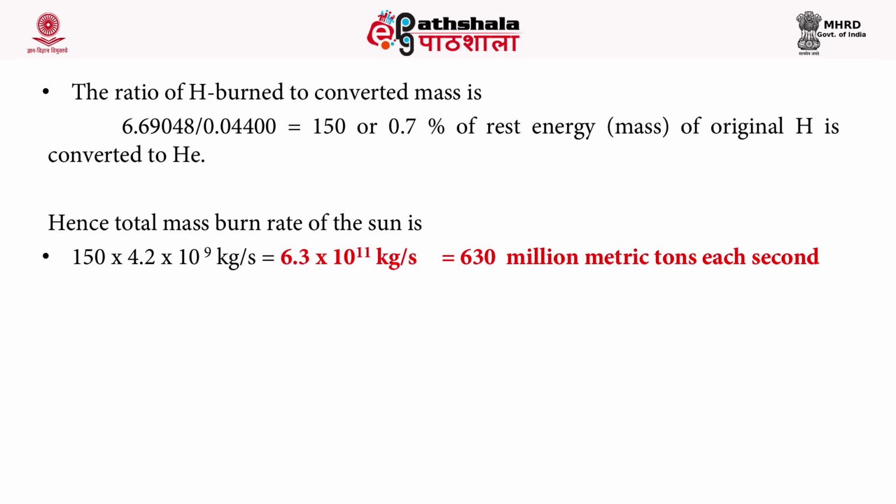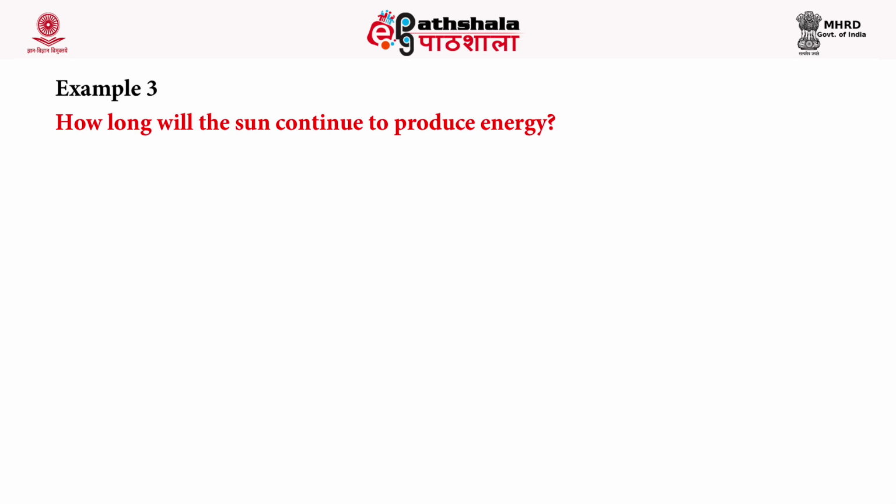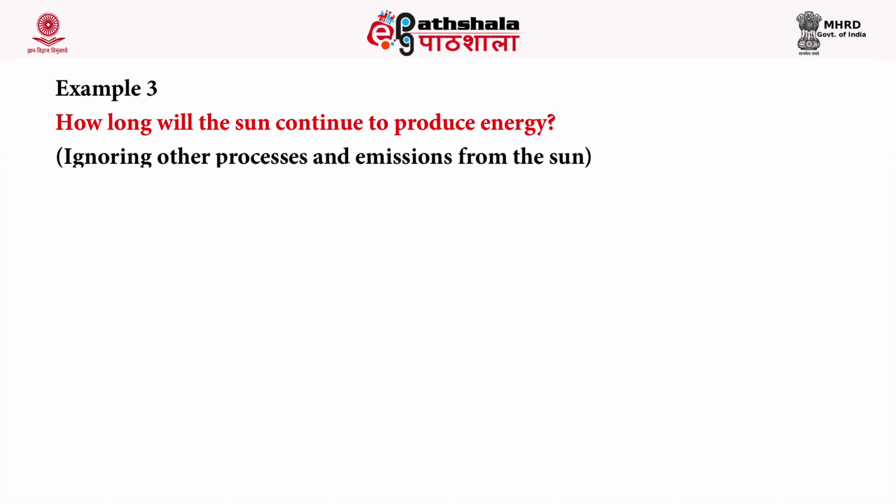So the total mass burn rate of the sun is equal to 150 multiplied by 4.2 into 10 to the power 9 kilogram per second, which is equal to 6.3 into 10 to the power 11 kilogram per second, that is 630 million. So 630 million metric tons of hydrogen are converted to helium to supply the energy.